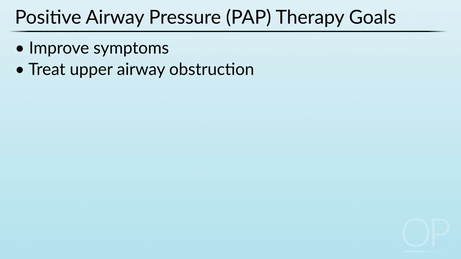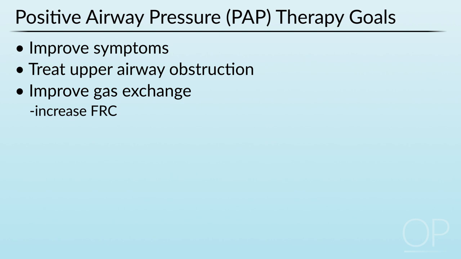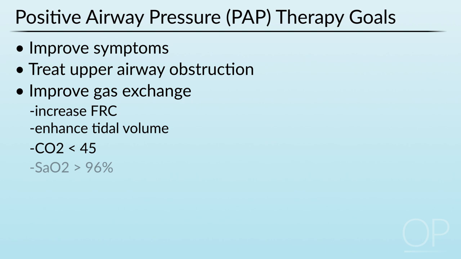The next goal is to improve the gas exchange. This happens by increasing the FRC. By giving a positive pressure, you recruit the alveoli, you open up the lung, and there is a better functional residual capacity. Hence, there is better ventilation. You enhance the tidal volume. Your carbon dioxide goes down. The goal is to bring it below 45. And the goal of saturation is to keep it above 96.